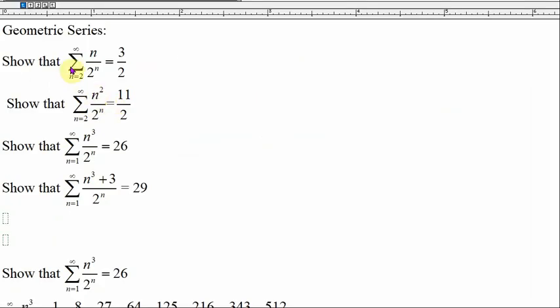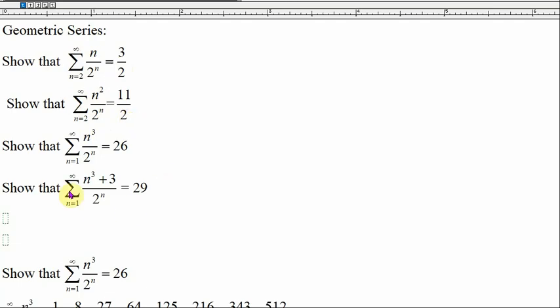So far, I've shown that the infinite series with the expression n over 2 to the n, starting at 2, is equal to 3/2. And I've also shown that the infinite series with the expression n squared divided by 2 to the n, where n starts at 2, converges to 11/2.